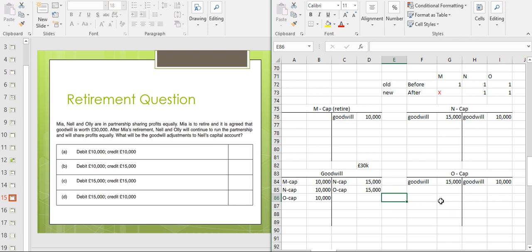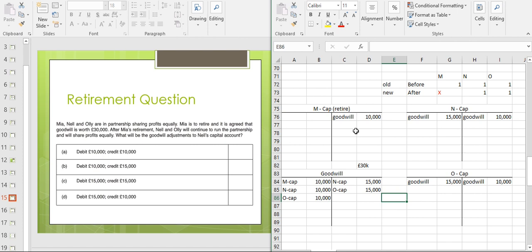Okay, so existing partners will fall in value, whereas the person who is retiring will increase. So that's why Mia has got a positive on capital. Capital has increased by 10. So N has given up 5. Sorry, 10 increase, 15 decrease. So overall it is a 5 decrease. So 5 from N, 5 from O, given to Mia. So Mia will leave with £10,000 for her effort and part in the business.